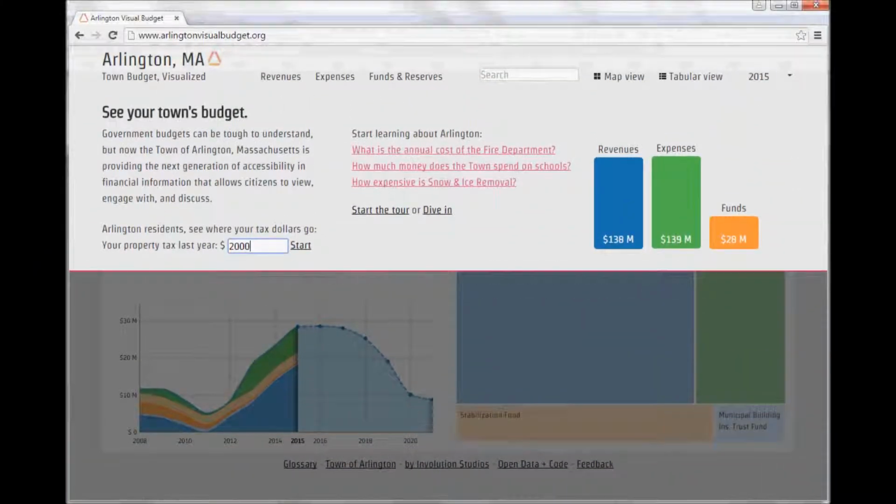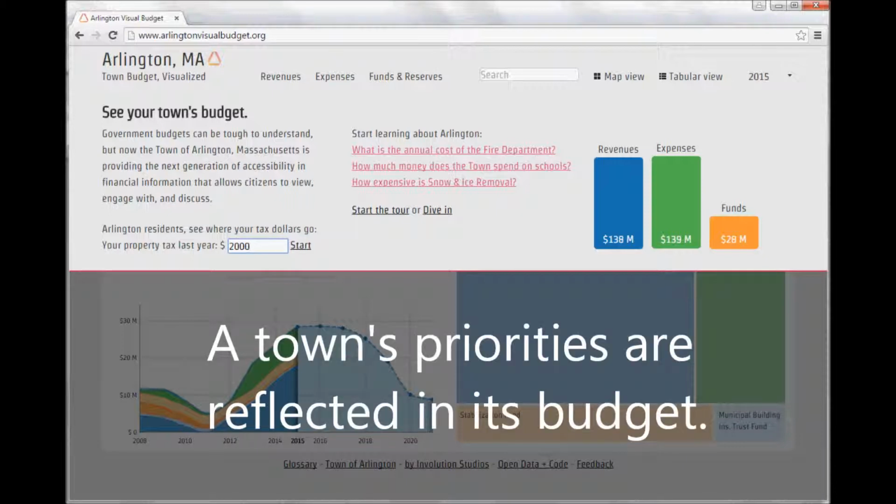Arlington's Visual Budget is a financial visualization tool designed to help us understand where the town's money comes from, how it is spent, how our finances are managed, and how we plan for the future. The goal of Visual Budget is to help citizens understand the town's priorities. Our tagline is, "A town's priorities are reflected in its budget," or should be.